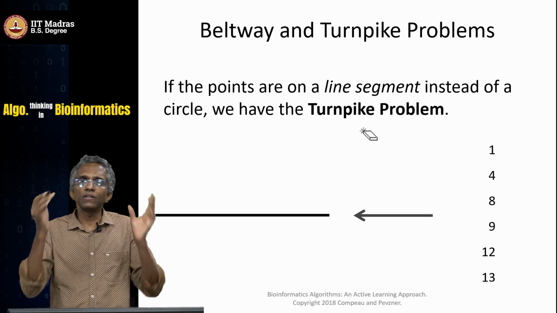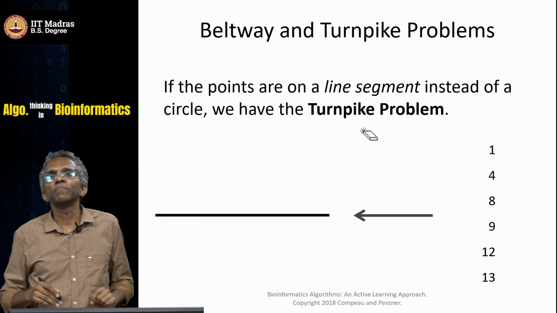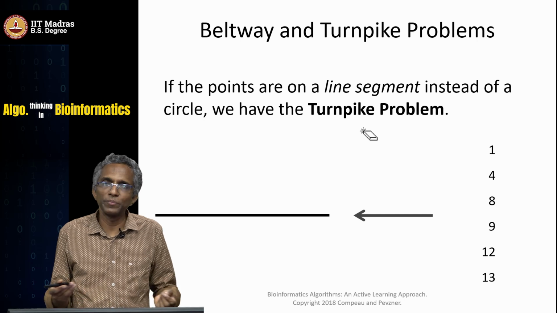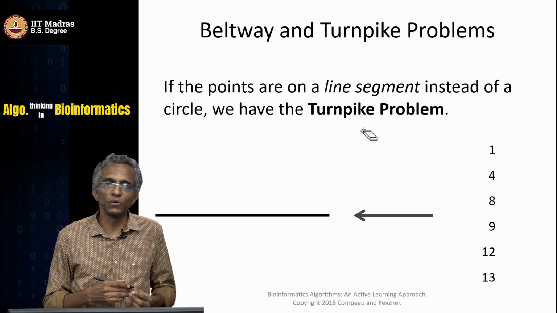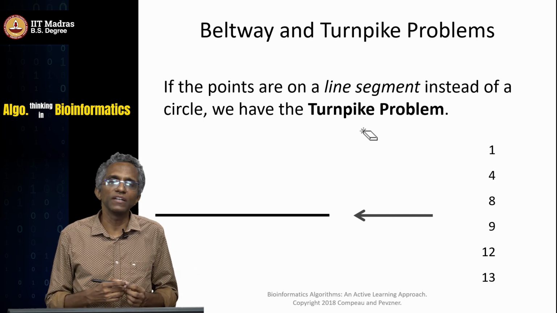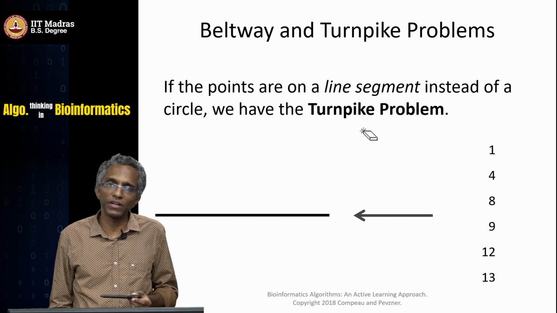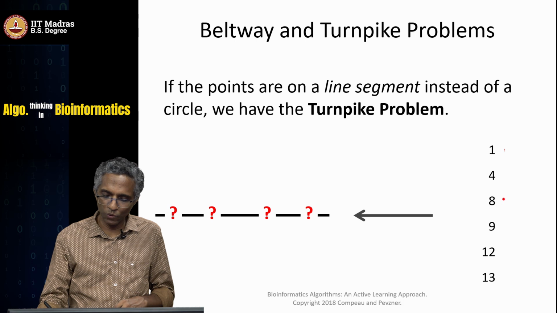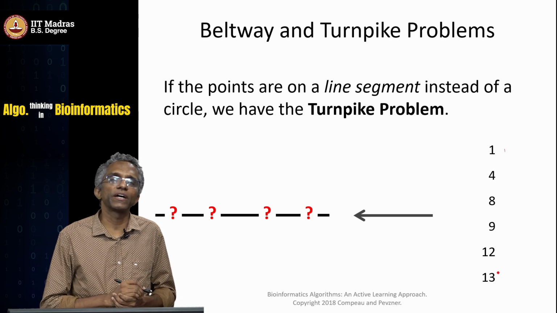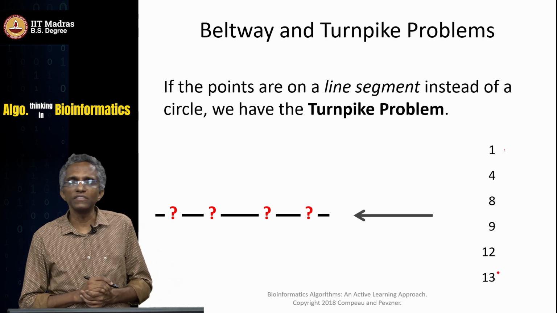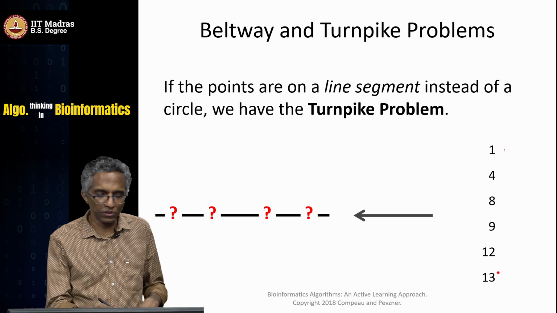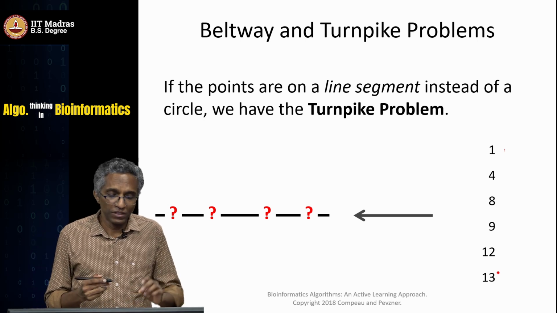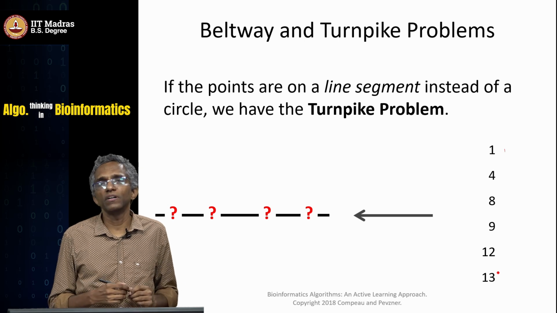If you do not have a circular peptide, you have a linear peptide, right. And then, in this case, the Turnpike is a linear road, which is not a circular road, right. Then you want to place cities on there, so that it realizes the pairwise distances between the cities. So, here for instance, you are given 1, 4, 8, 9, 12 and 13, these are the pairwise distances between 4 cities on a linear road, and then I want to construct what the actual locations of these cities are.